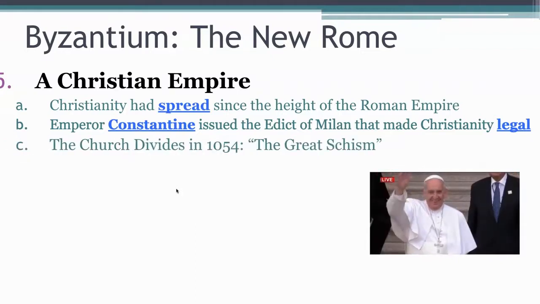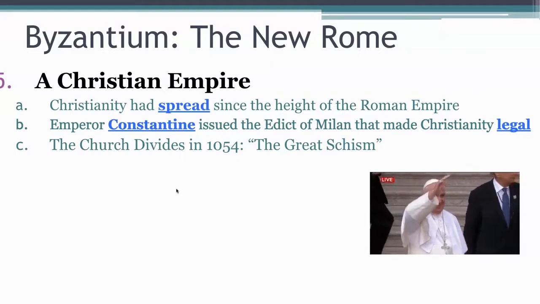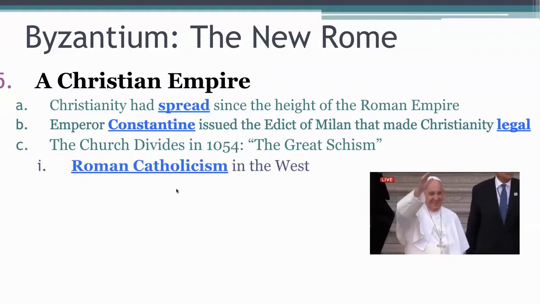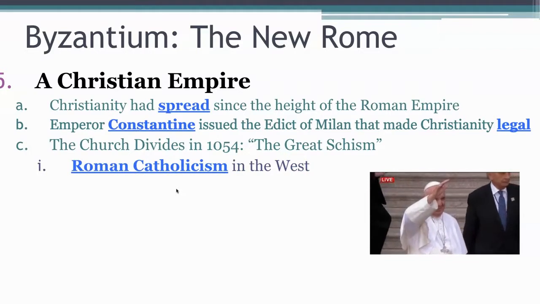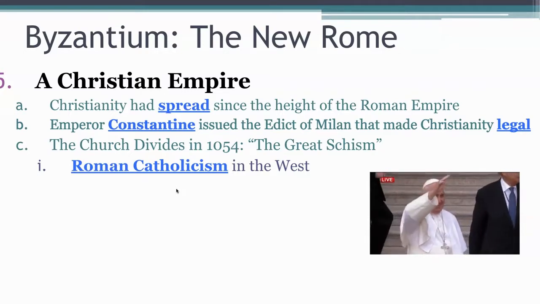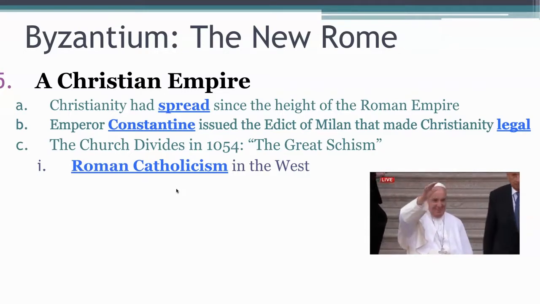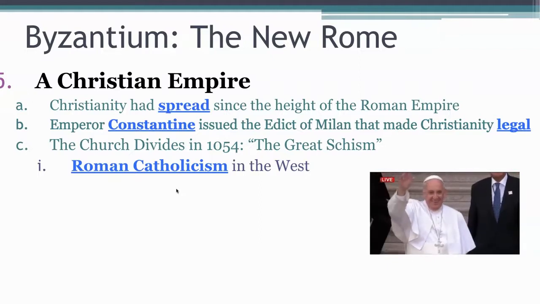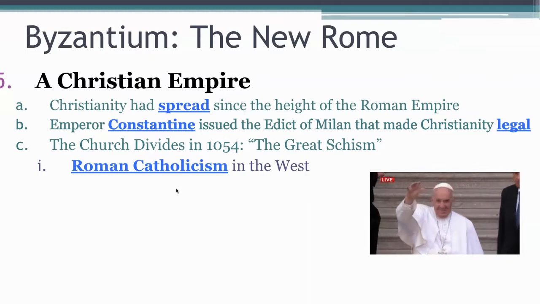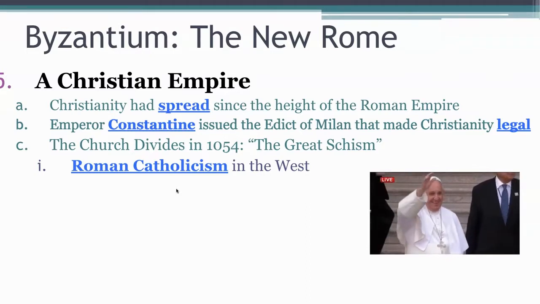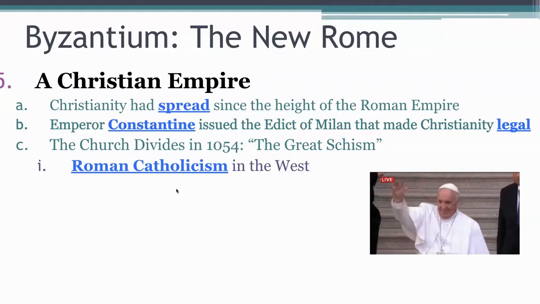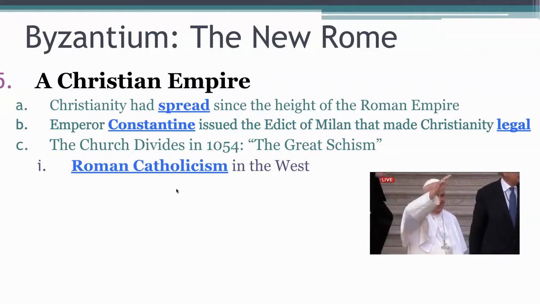But the church divides in 1054. This is known as the Great Schism. I'm not going to go into a ton of details here, but one of the themes we're going to talk a lot about second semester is the power of the church, the power of Christianity, the Catholic Church, and even the Reformation, which results in the Protestant Church. So what I'm trying to infuse here is a little bit of Christian history. What we have is two branches of Christianity that result from this.